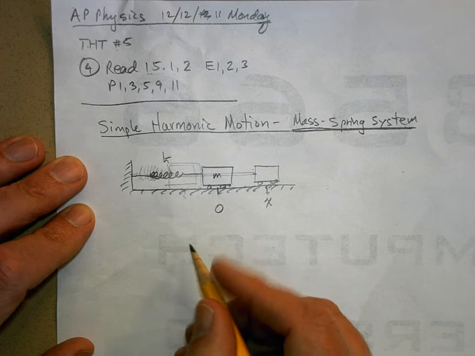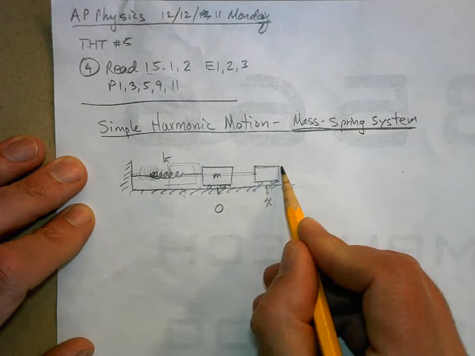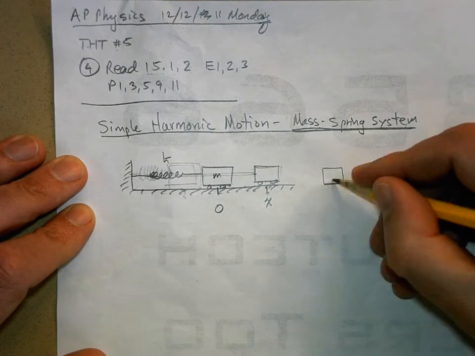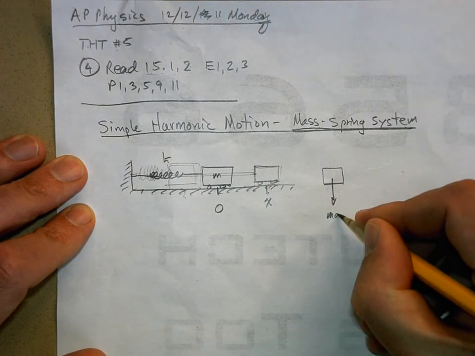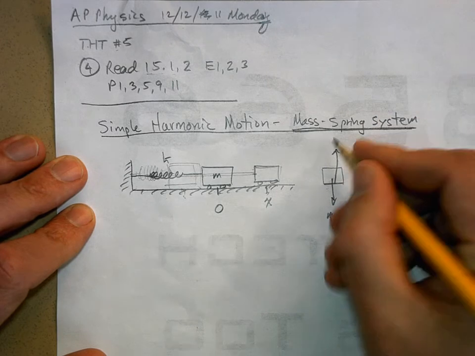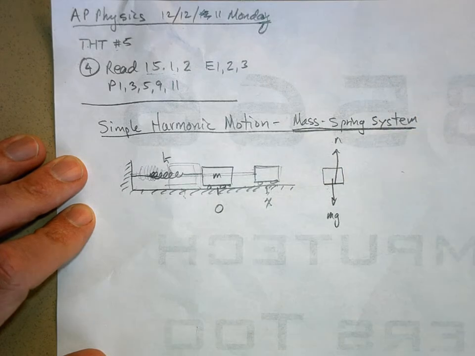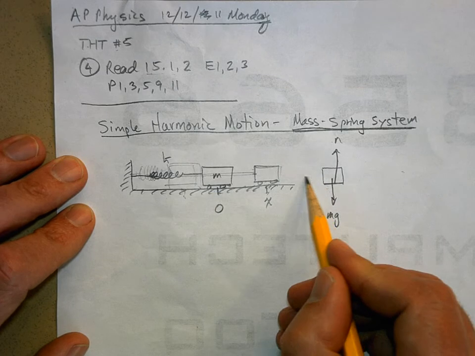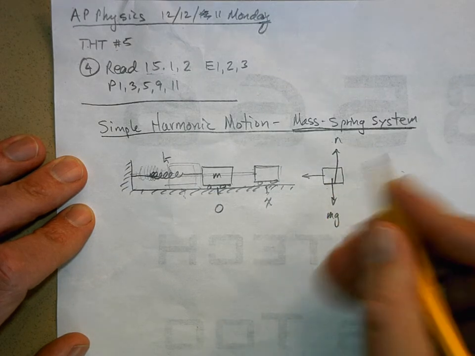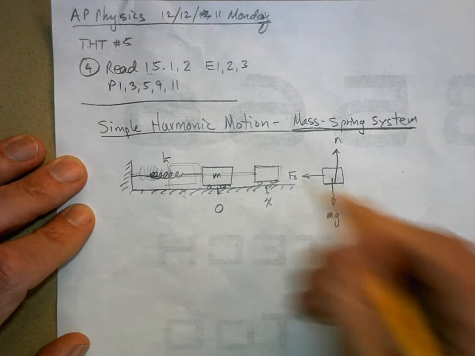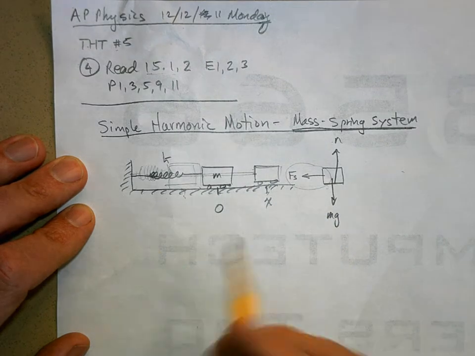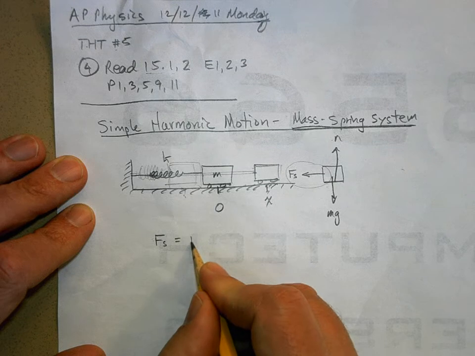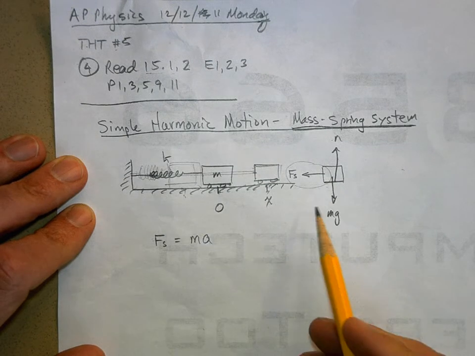And so if I draw a free body diagram of this guy, let's just put it right next to it, right over here. We've got gravity, and we've got this normal force. We don't care about those, except to say that they cancel each other out. But we do have this force of the spring. And this is the net force. So we can say that the force of the spring is the net force. It's equal to ma.